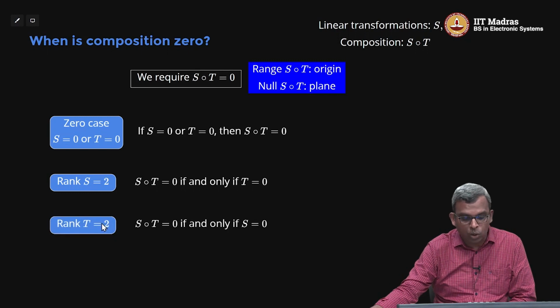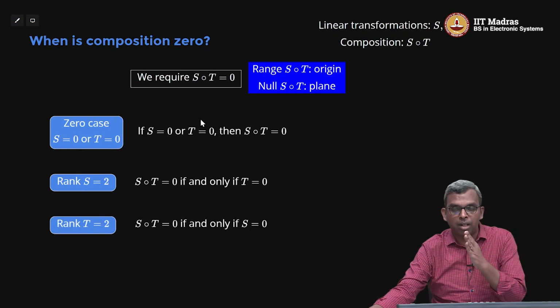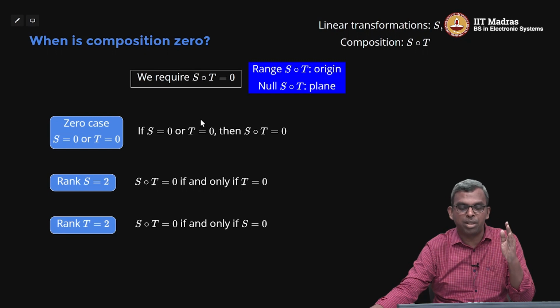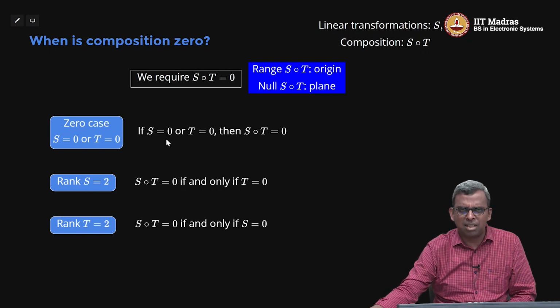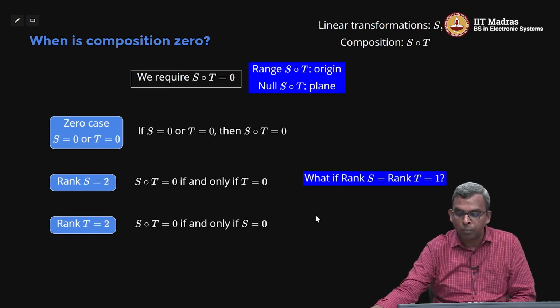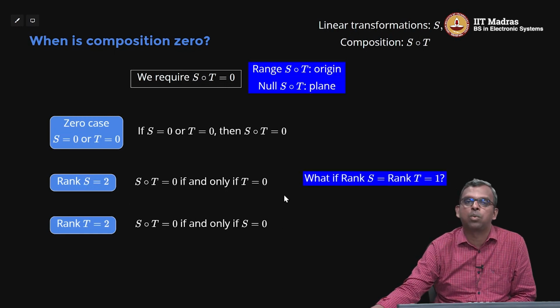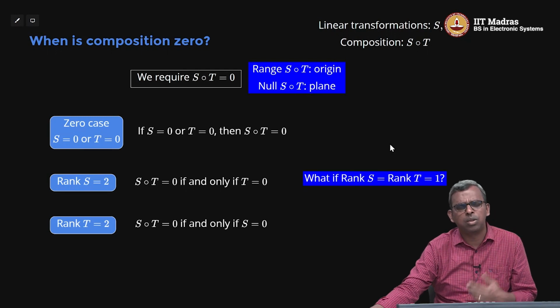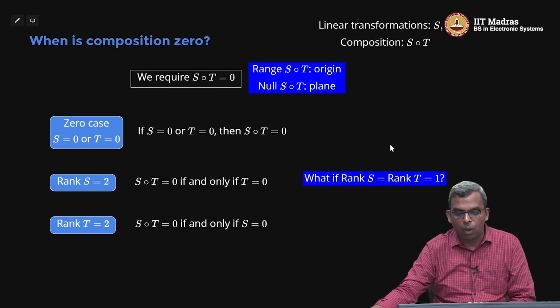If rank T is 2 also, then S composed T will be 0 if and only if S is 0, because T is dimension preserving. Anything you put on T will give you something with the same dimension, right. So, if S composed T has to be 0, S has to be 0. This seems to suggest maybe the 0 is important, but we are losing out on one important possibility, right. What can happen if rank S equals rank T equals 1? This turns out will provide you very interesting cases for S composed T equal to 0. How is that possible? Let us look at that now.